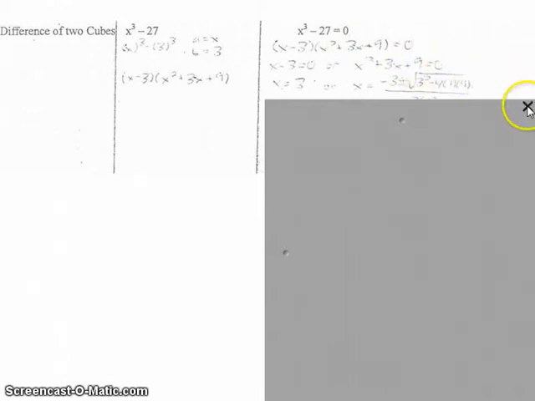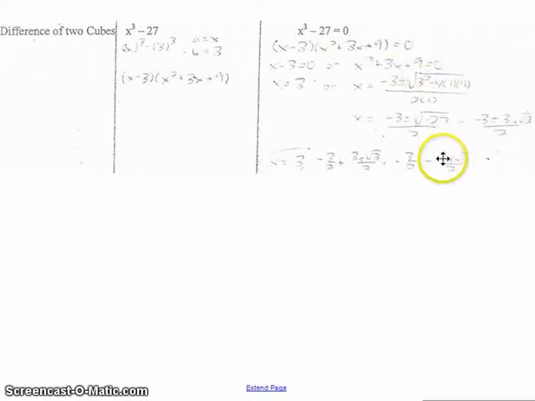So again, use the quadratic formula, and you will find, using the quadratic formula, that x is equal to -3 plus or minus 3i root 3 over 2. This would have been a perfectly fine answer to go with x equals 3, and you're done.